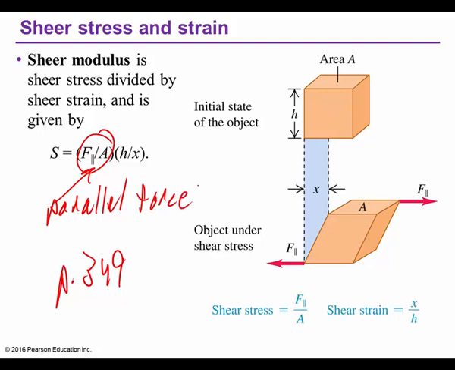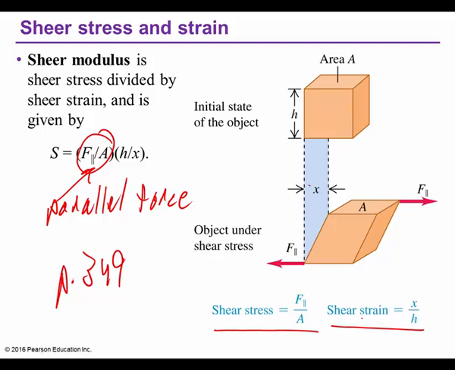Parallel forces divided by the area times the height divided by what? Divided by x. So the height of the object divided by what? The width of the object. Okay? You see this right here? So shear stress is the parallel force divided by the area, and shear strain is the x, the width, divided by the height.